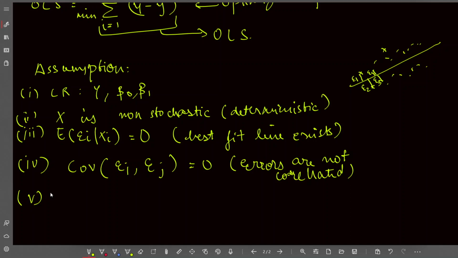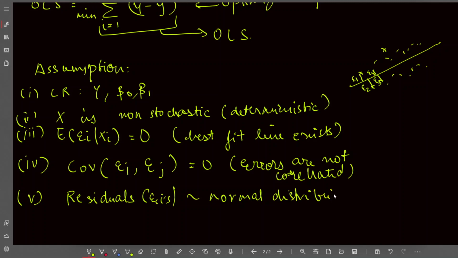The fifth assumption is that the residuals, which are the errors, the eta i's, follow a normal distribution. Okay, my errors follow a normal distribution. This is the fifth assumption that I make when I have to derive my linear regression parameters.